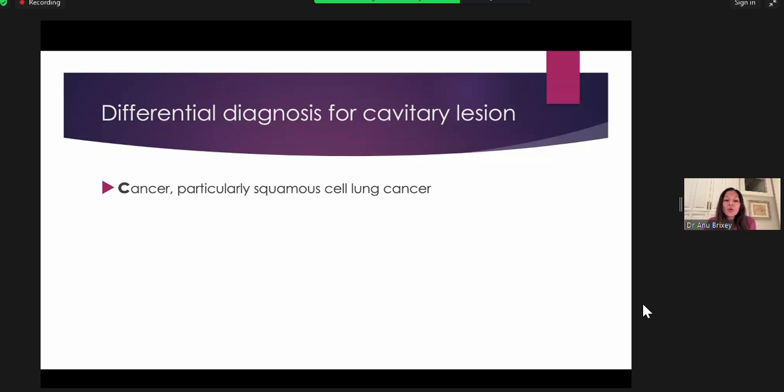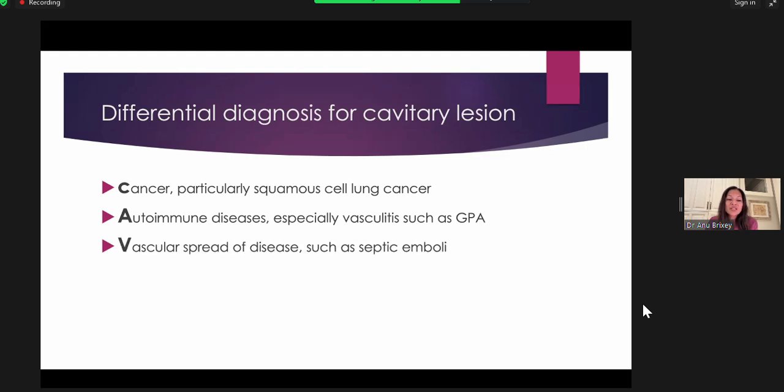So cancer is a very important one, right? Lung cancer, and particularly squamous cell lung cancer, loves to cavitate. So it's important to think about that if you have a patient that is a smoker, let's say, and is presenting with weight loss, doesn't have any fevers or night sweats, but maybe is having some hemoptysis. Consider that diagnosis. Autoimmune diseases, if you're thinking about a middle-aged female that has known underlying autoimmune disease, this might be something, or GPA, which might be seen in younger patients, in 20 to 40-year-olds. And especially if they have acute onset symptoms, that's another thing to think about, which can cavitate.